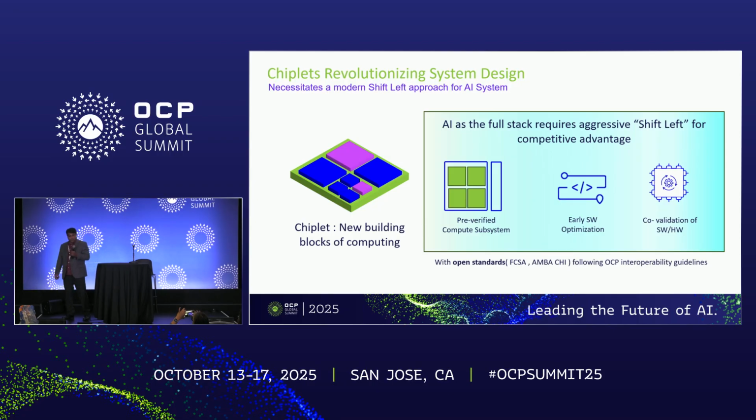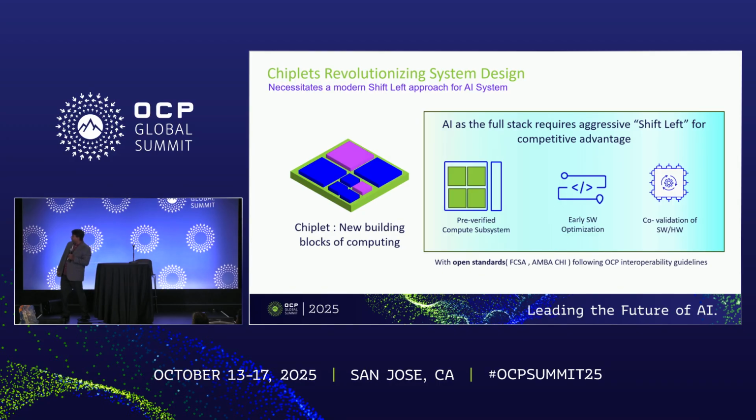So we all know that chiplets are revolutionizing the whole system design. It's become a cliche right now. Chiplets are the new building blocks of computing. But the main aspect I want to touch on is the modernization of shift left. As you all know, AI needs to be looked at as a full stack. What I mean by that is it's not just the hardware, it's the firmware and the software components together that need to be looked at. And for that, we need to make sure that we have an aggressive shift left. This is because we need to have a competitive advantage with things that are churning out from the AI industry.